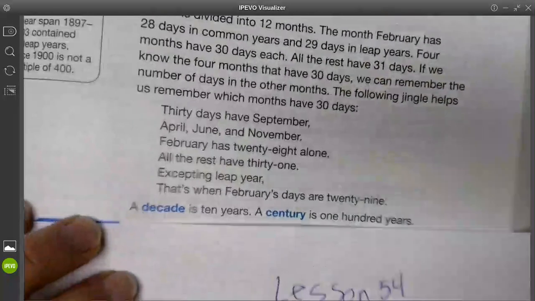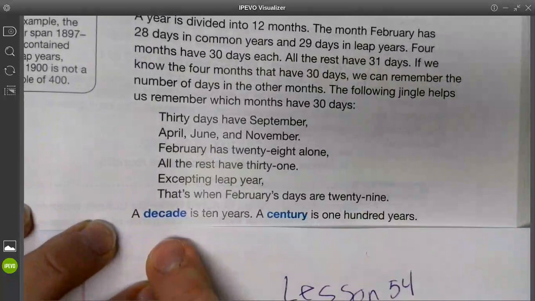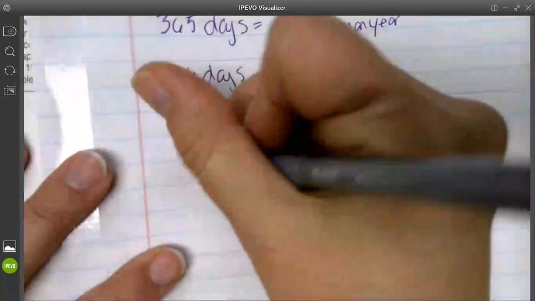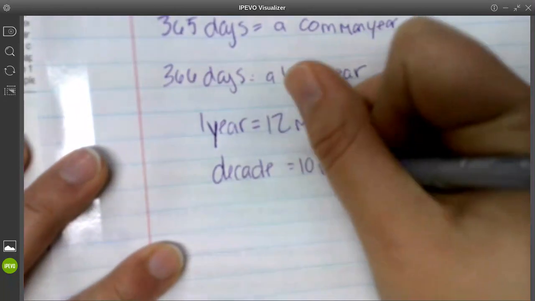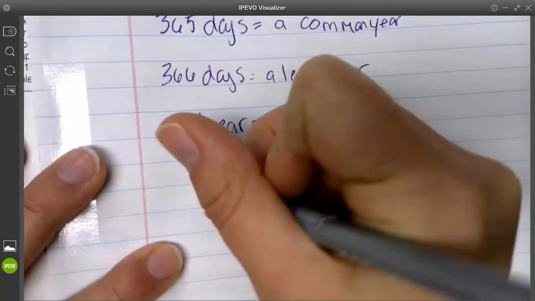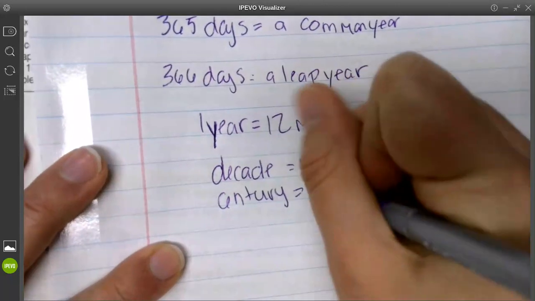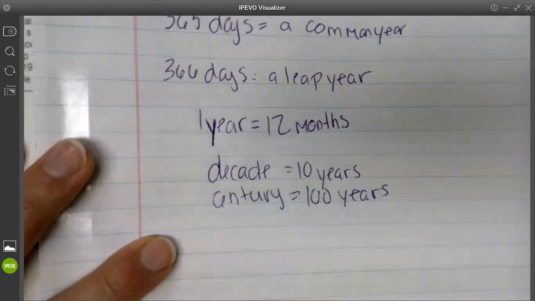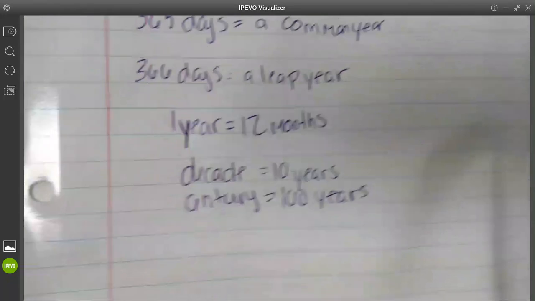Okay, so a couple more pieces of information about the calendar. A decade is 10 years, and a century is 100 years. So a decade is 10 years. A century is 100 years. Right? Cent, 100. All right, so those are helpful hints.